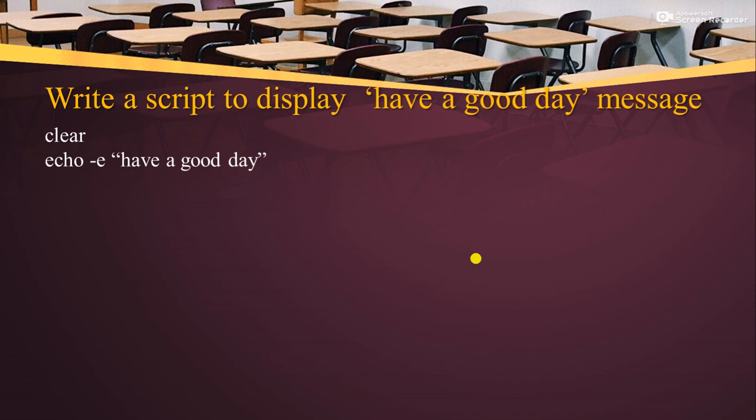Then echo space minus e space, double inverted comma open, "have a good day", that is our message, and double inverted comma close. Over here the echo command is used to display any message. So over here we have the message "have a good day". The minus e option is used to display the message in a new line.